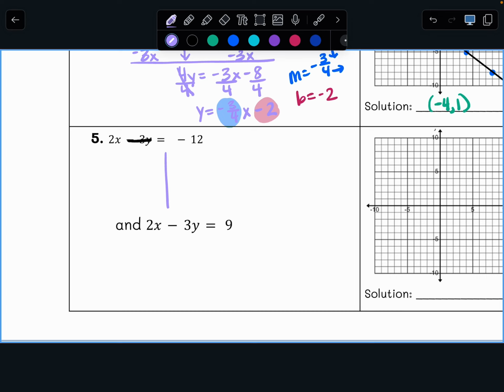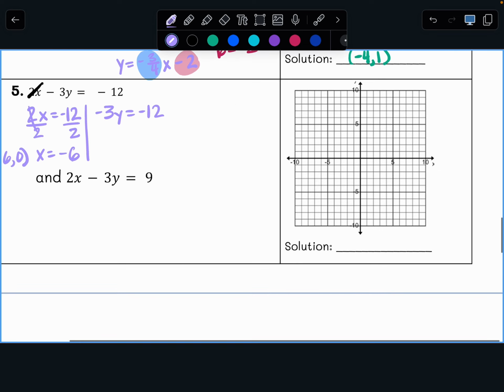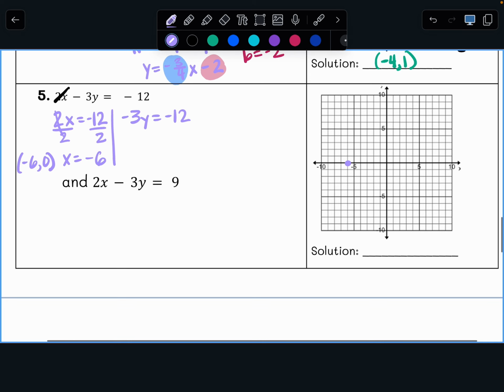So first I have 2x equals negative 12. And then I have negative 3y equals negative 12. So I would divide by 2 on this side. So x equals negative 6. So my point would be at negative 6, 0. And then for the y-intercept, divide by negative 3. Y equals positive 4. So 0, 4 is my y-intercept.